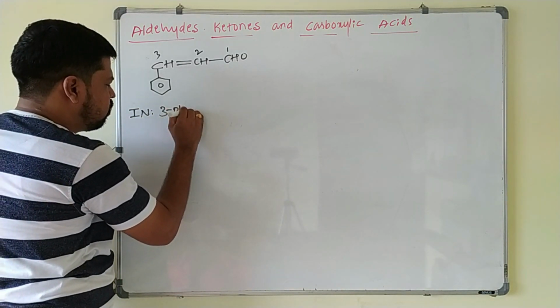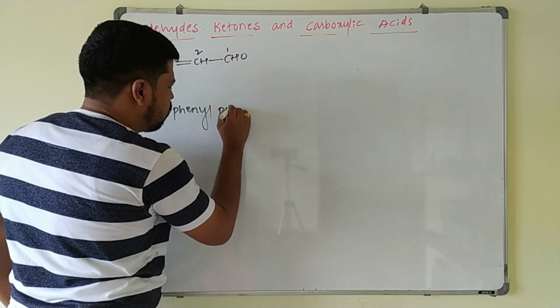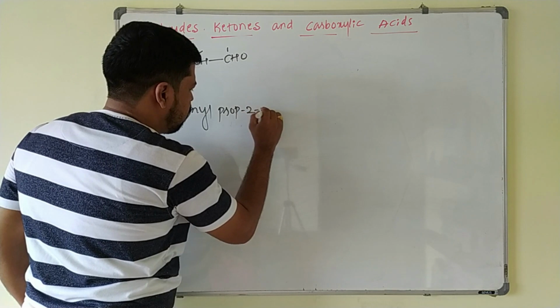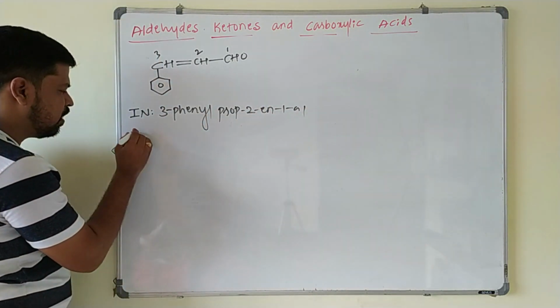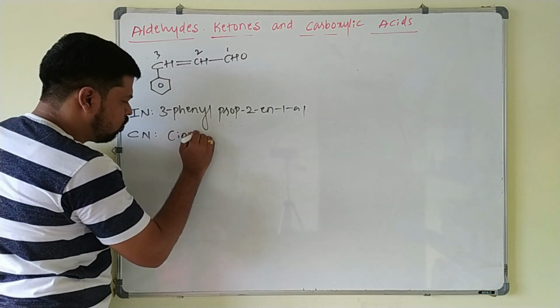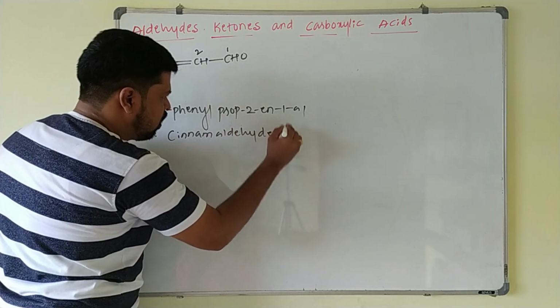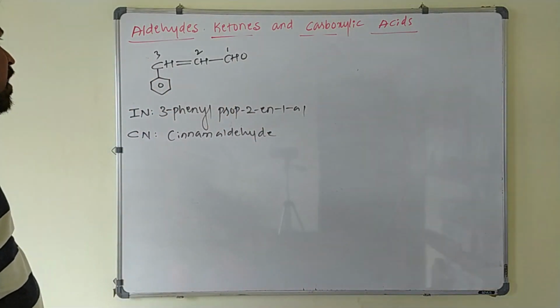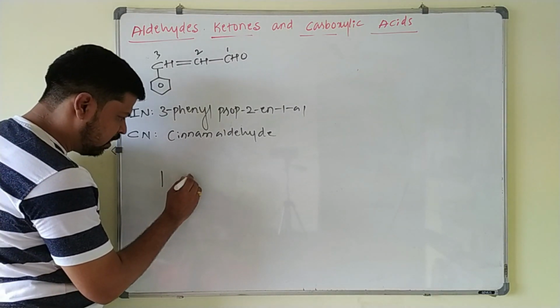3 phenyl prop 2 en 1 al. And this also has one special common name, that is called cinnamaldehyde. The common name for this compound is cinnamaldehyde.